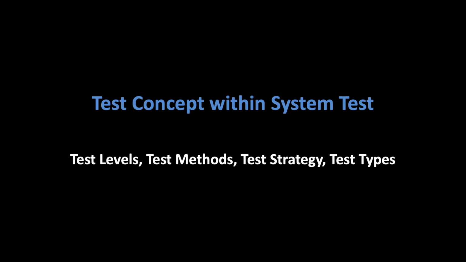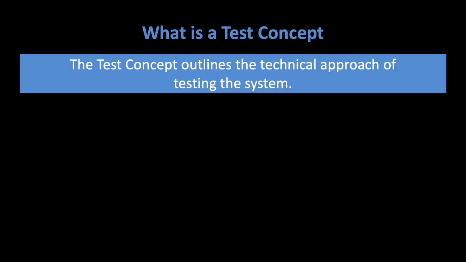To have a concept in doing anything is pretty important, but especially when it comes to test management within a system test. The test concept outlines the technical approach of testing the system. It gives guidance on the landscape of test possibilities, how testing for a specific system and project is done, and for a specific test object or test plan, it gives guidance on how to apply certain strategies or methods.